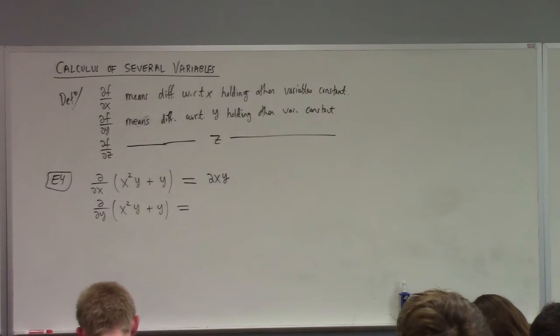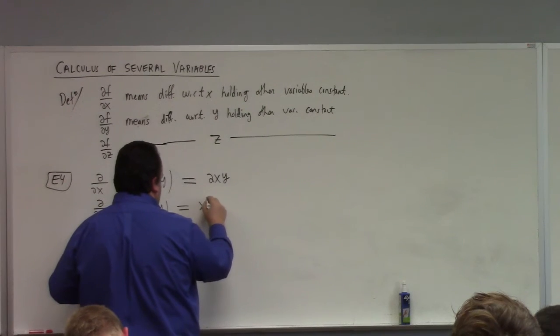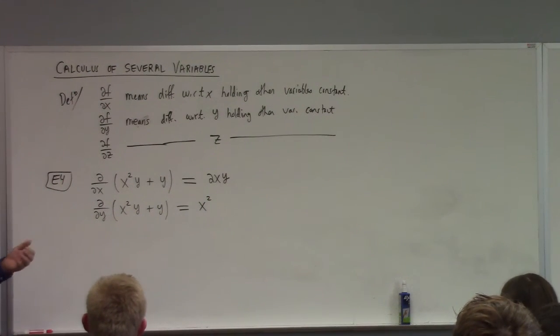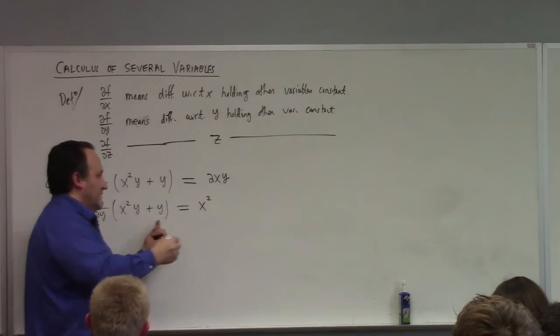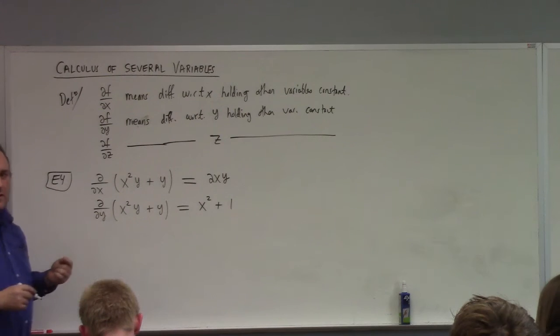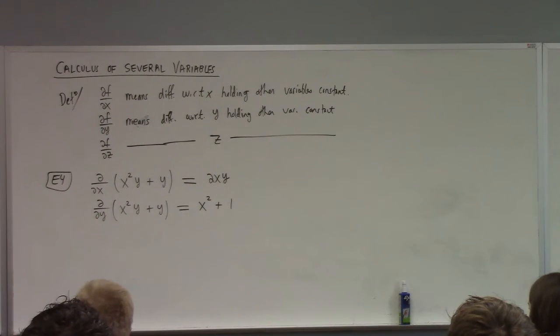Differentiating with respect to y, x is constant, so the x squared pulls out. We get x squared times y, with partial y, x squared times 1, which is just x squared, and plus what? Plus 1. We really taught you partial differentiation in Calculus 1 if you search your heart.